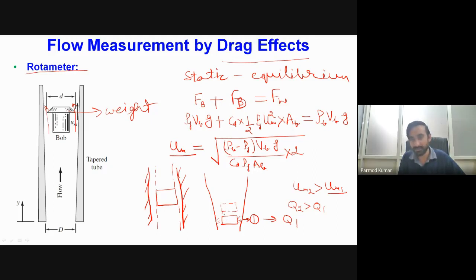So why will the flow velocity decrease? Because when the float moves in the upward direction, because of the tapered tube, we will have an increase in the area available for the flow. So because of that, the value of um2 will be decreasing, and once the value of um2 reaches the value of um required for the static equilibrium position, at that point our float will reach the static equilibrium position.